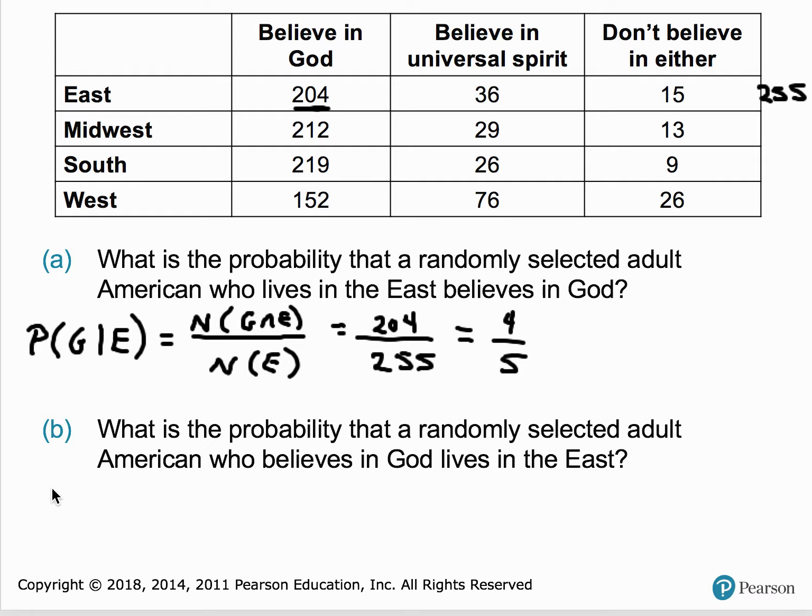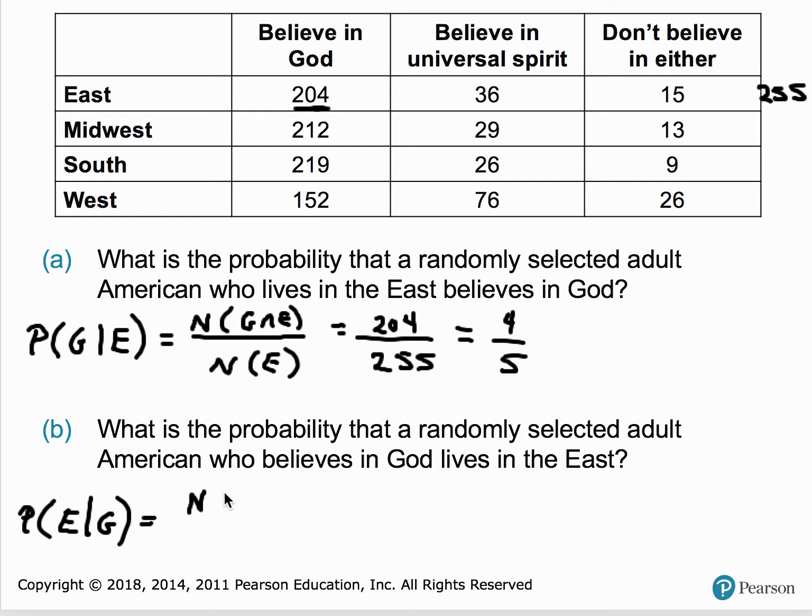Okay, now this one is, what's the probability that a randomly selected adult American who believes in God lives in the East? So this time we are given the fact that the person believes in God. So what's the probability that he lives in the East, given that he believes in God? What's the probability that a person that believes in God, that's what we're given, lives in the East?